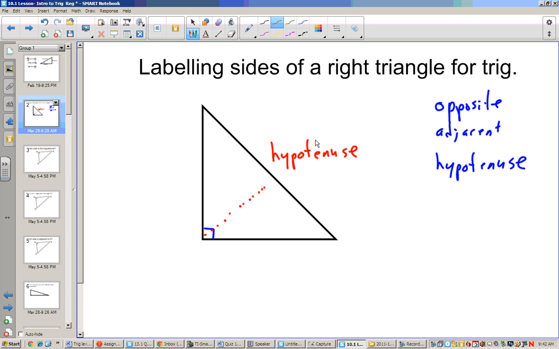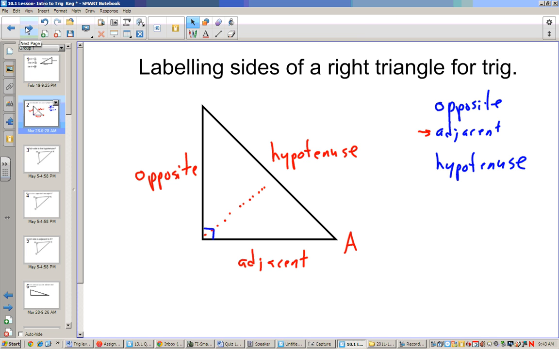Now the other two sides are going to be dependent on an angle. Let's say we're using angle A down here. The side that's opposite of angle A is on the other side of the triangle. Since A is over here, the side that's opposite is over here. So opposite is over there. The adjacent side, adjacent means touching. So the adjacent side is touching angle A, but it's also not the hypotenuse. So this third side is called the adjacent.